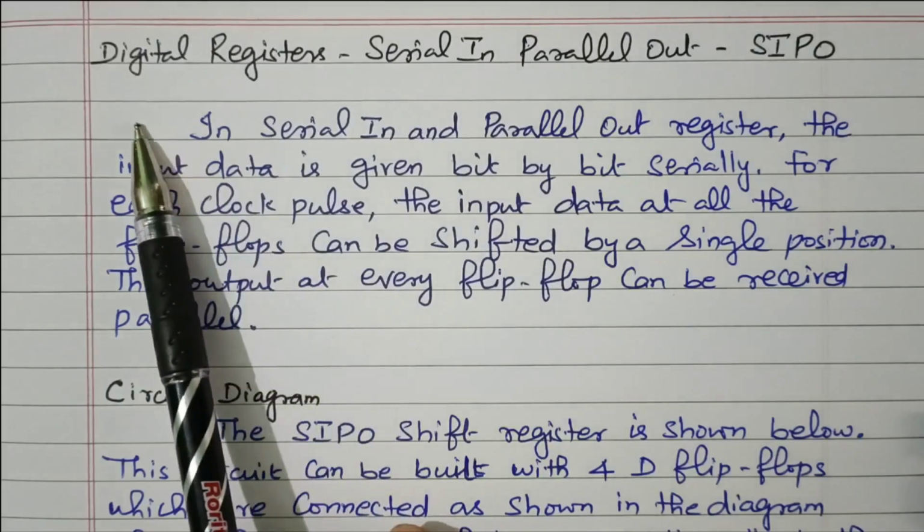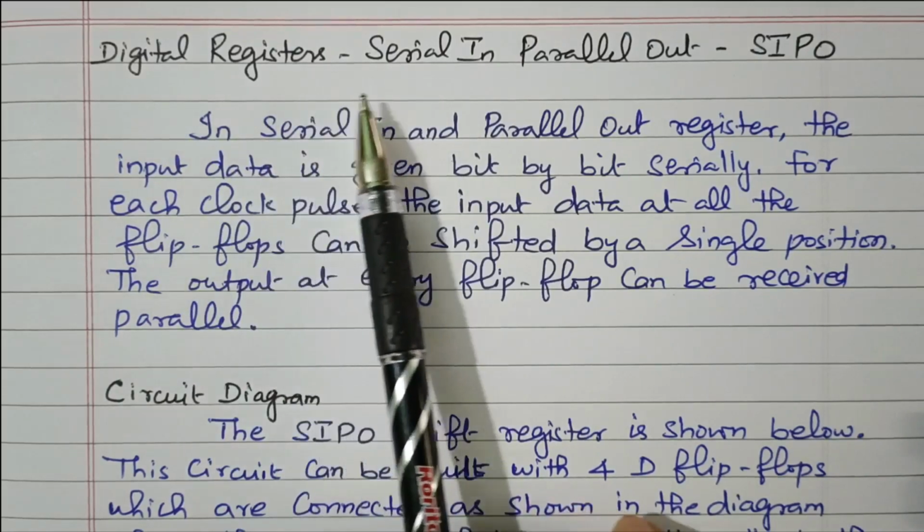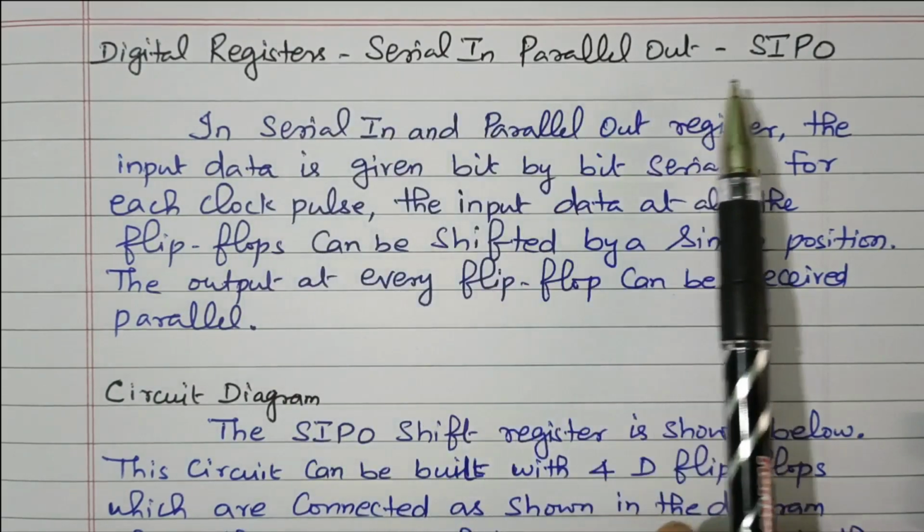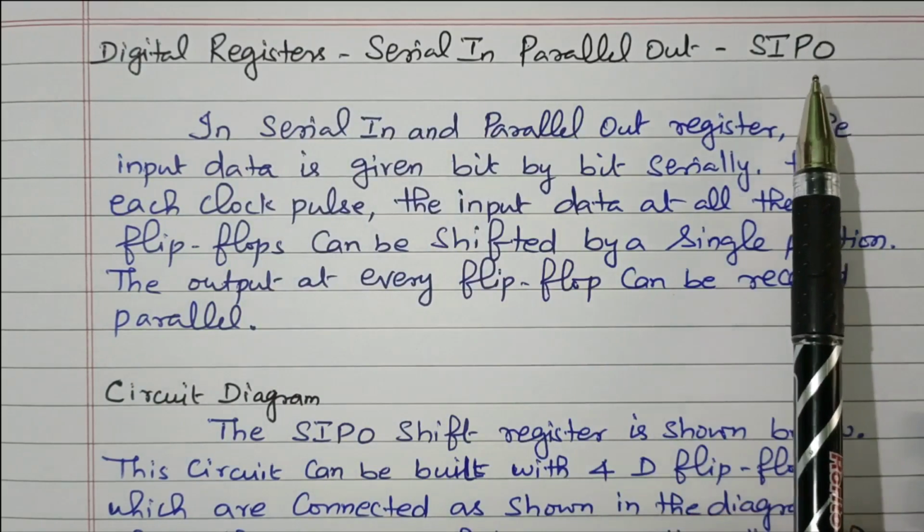Welcome viewers, in this video we'll see the digital register. The type is serial in parallel out, SIPO type of register.